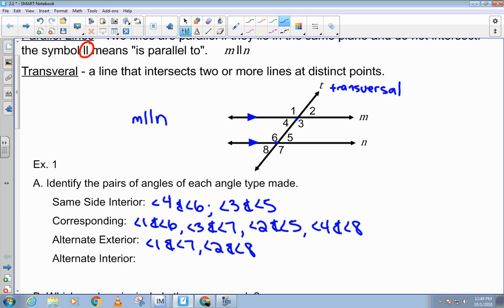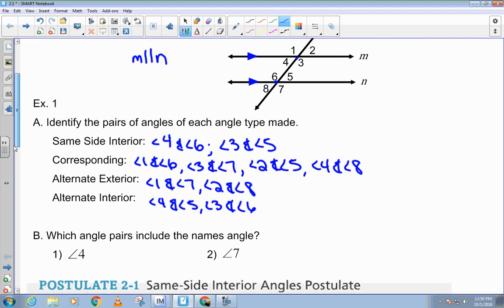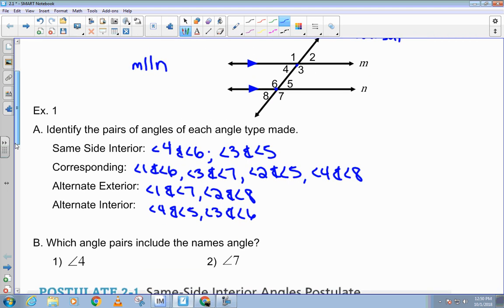And then we have alternate interior. Those would be on alternate sides of the transversal, inside the parallel lines. So what would that be? Angle 4 and angle 5, and angle 3 and angle 6. Now, these angle pairs would have these names regardless of whether the lines were parallel. But these angles have relationships with each other that only happen when the lines are parallel. And that's what we're going to talk about here in just a few minutes.